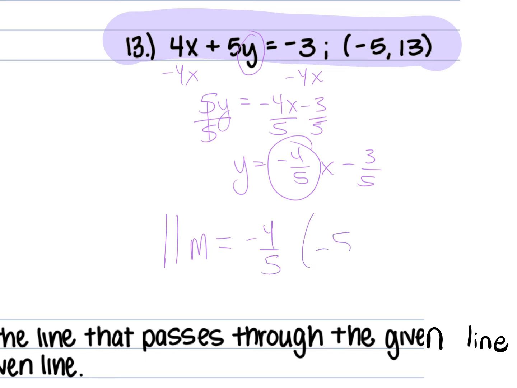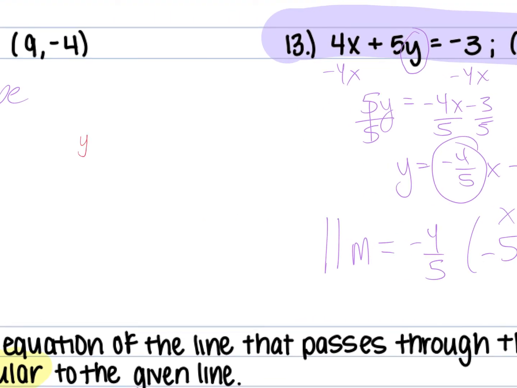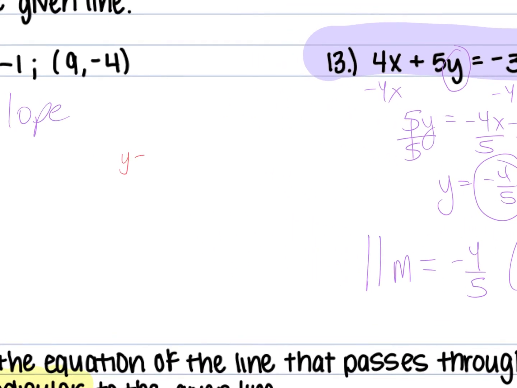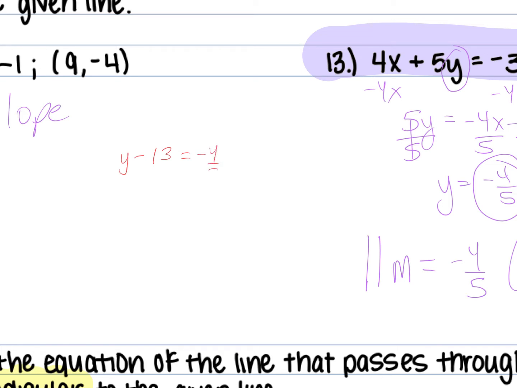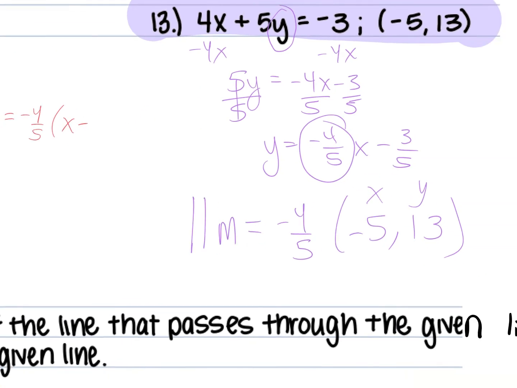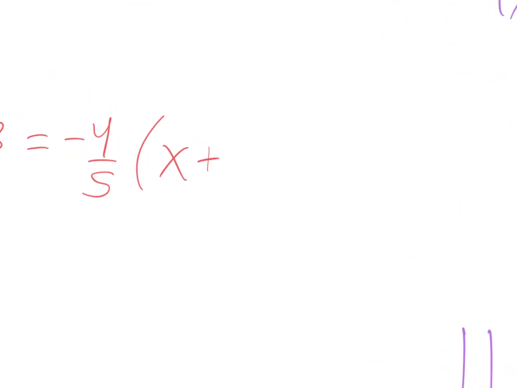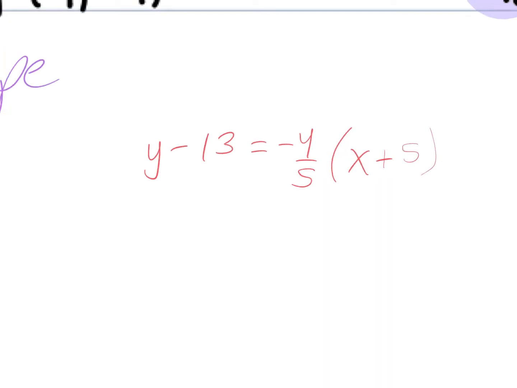And this is the point that they're telling me it goes through. They give me an x, they give me a y. So we're going to take that information and plug it into point slope form. So when I go into point slope form, I'm going to say y minus, what is my y value? 13. So y minus 13 equals, the slope is negative 4/5 times x minus, what's my x value? Negative 5. So minus a negative makes it a positive. Very good. Anybody have any questions about that?